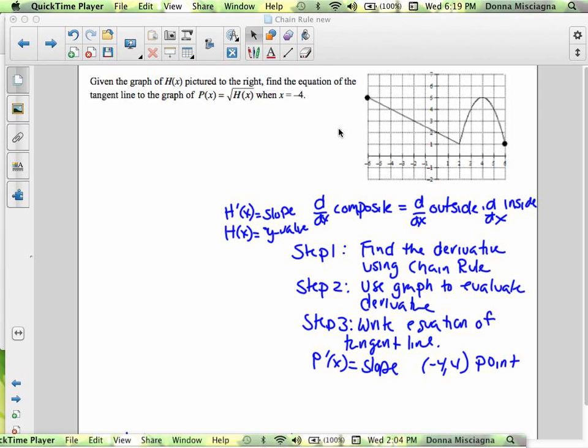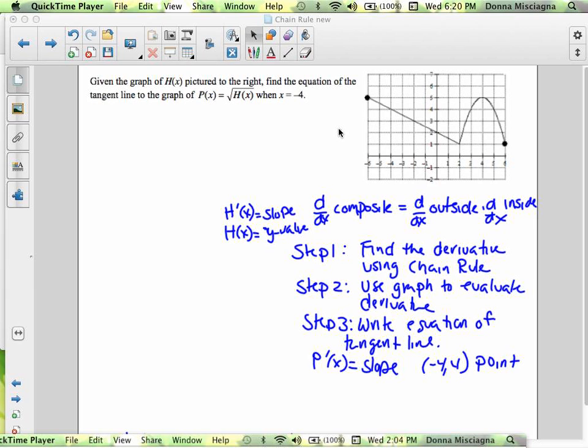Welcome. So this one is in your notes. And so let's go through this one. We're given the graph of h of x pictured at right. Find the equation of the tangent line to the graph of p of x equals the square root of h of x when x equals -4.